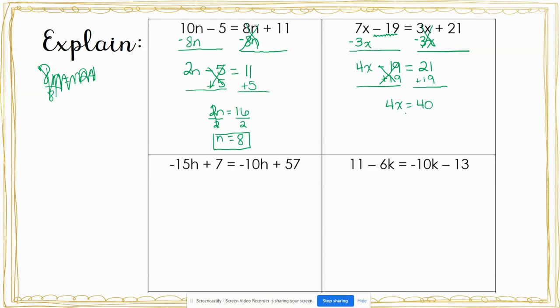Now x is still not by itself, it has this 4 with it. So I see that 4 is being multiplied by x. So I'm going to do the inverse and I'm going to divide by 4 on both sides. My 4 divided by 4 is 1, and those cancel because 1x is the same as just x. Then 40 divided by 4 gives me 10. So that means that my solution is x equals 10.